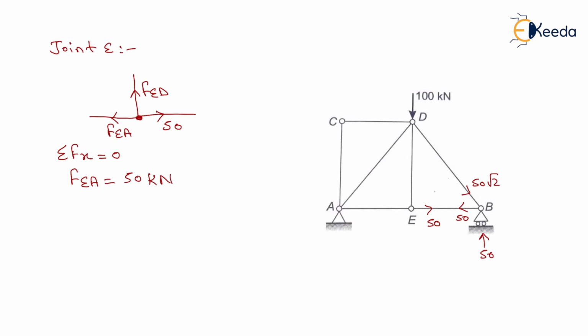Now for finding the force in member DE, we use the equilibrium condition that the summation of all the forces in the vertical direction equals 0. Therefore, FED equals 0, because in the vertical direction there is only one force acting at joint E, that is FED. So we have determined that the force in member DE equals 0.